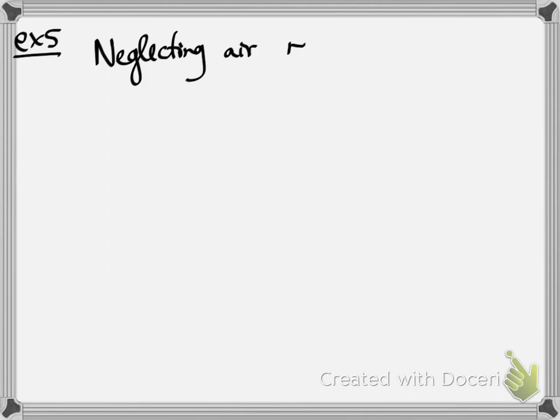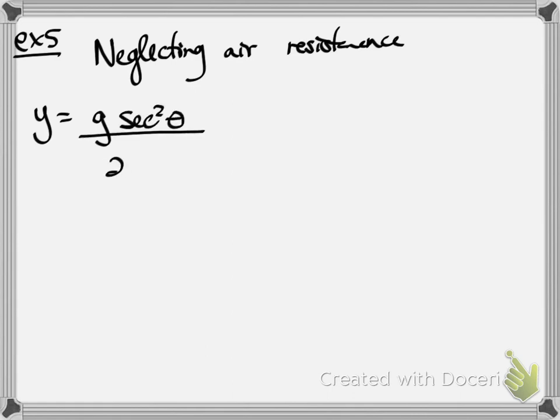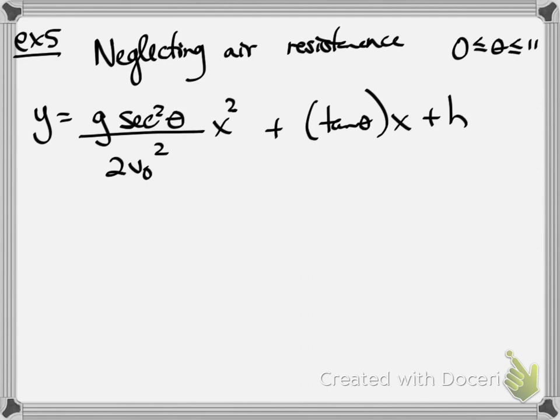Last one, example 5. Neglecting air resistance, the path of a projectile propelled at an angle theta is y equals negative g secant squared theta over 2 v naught squared times x squared plus tangent of theta times x plus h. And we are restricted to the interval from 0 to pi over 2. Wow, that's a complicated looking formula.